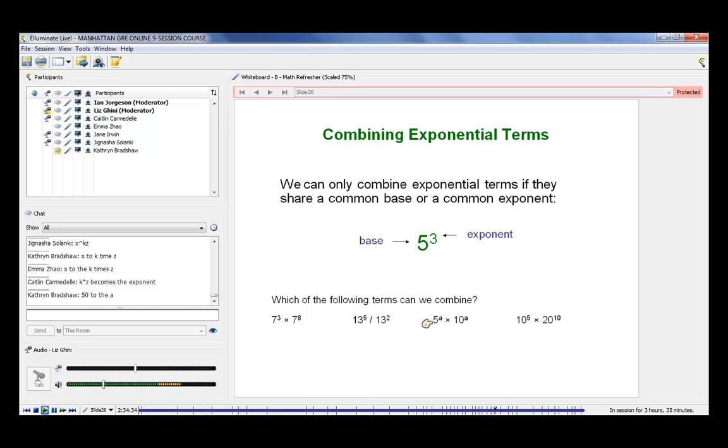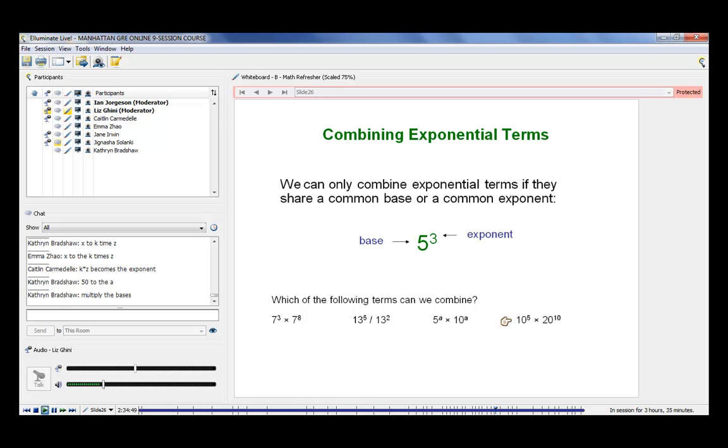50 to the a. Thank you, Catherine. You multiply the bases, because they have the same exponent. And if you write it out, it's 5 times 5 times 5 times 10 times 10 times 10, and you're just regrouping. You can also combine this.